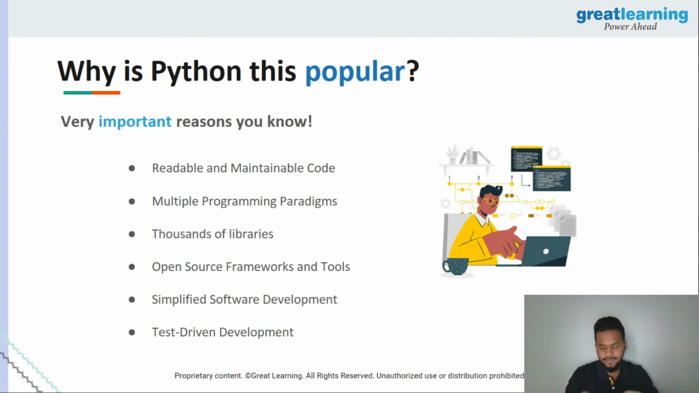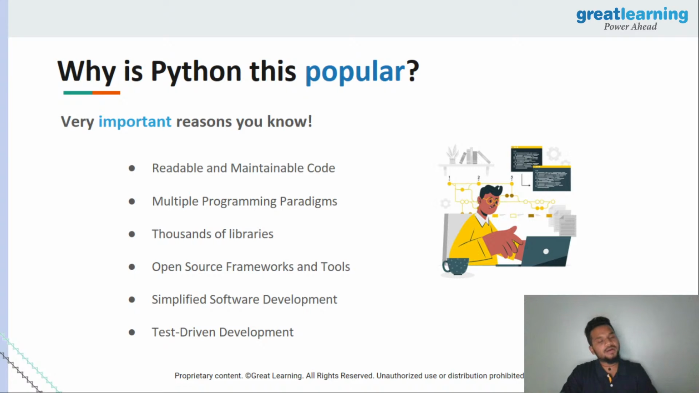Now, do we have anyone in the comment section who knows the other programming paradigms of Python, guys? I am looking towards the comment section, so make sure that you are putting down your questions as well. Right.